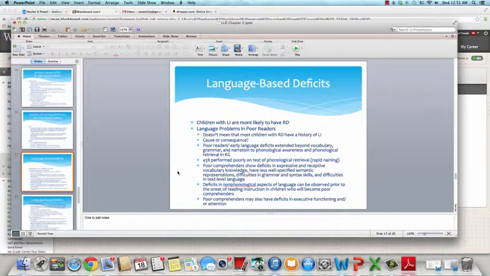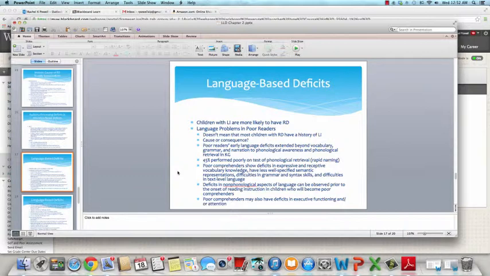Now, these are obviously the poor readers that have the mixed deficit they referred to earlier. So not dyslexics, but poor readers. They have the mixed reading comprehension deficit and decoding deficit. They had deficits across the board in language, and the phonological awareness and phonological retrieval component would contribute to the decoding deficits they have. 45% of these children perform poorly on tests of phonological retrieval, which is rapid naming, such as naming letters or naming colors or naming numbers.